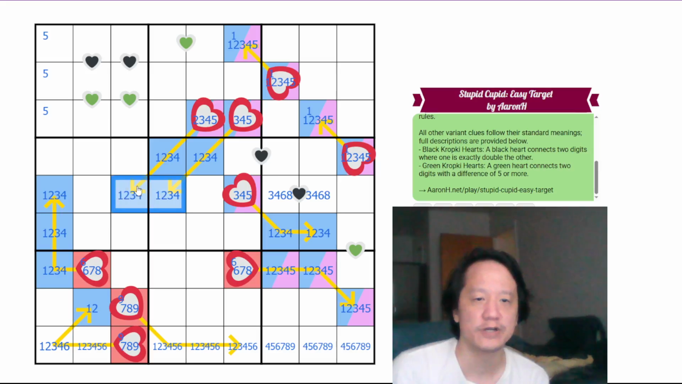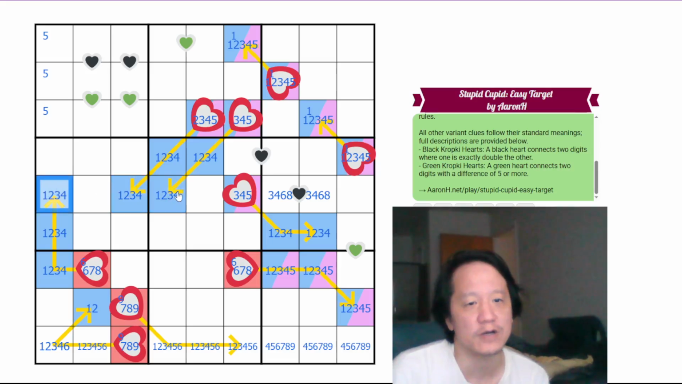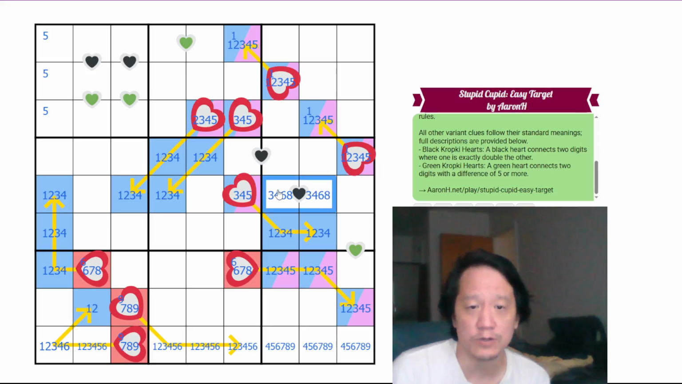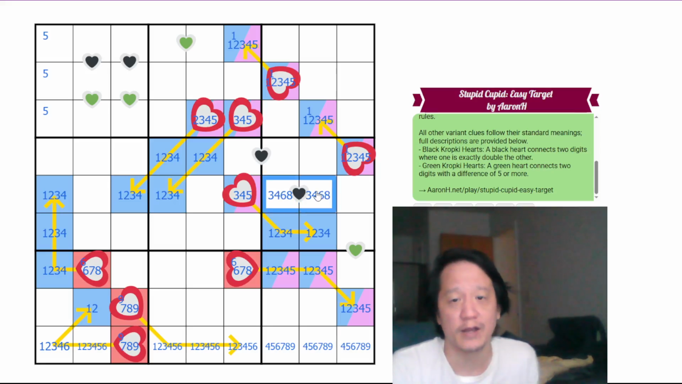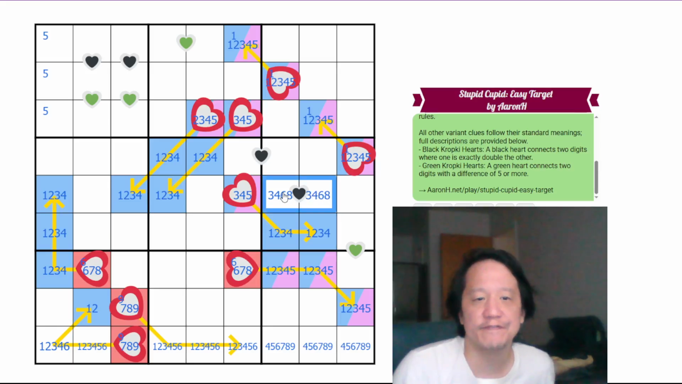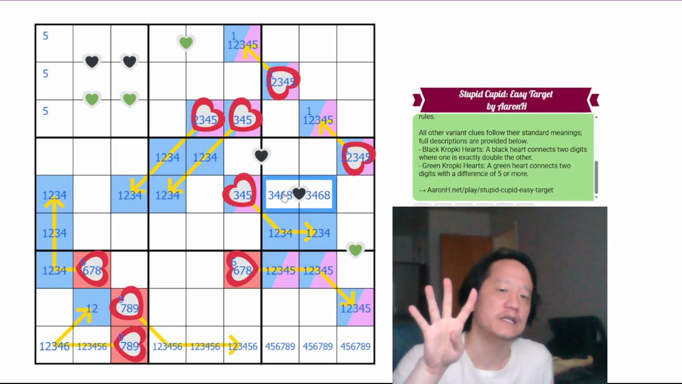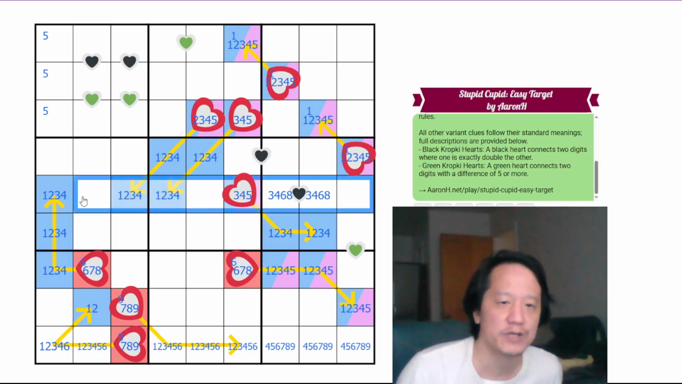So these 3 are guaranteed. These have to be less than 5 to add up to at most 5. So therefore, these have to be low. All of these are low digits. And we're guaranteed 1 low digit here next to the black Kropke heart, which means we have 4 lows guaranteed in row 5, which eliminates lows in the rest of the row.